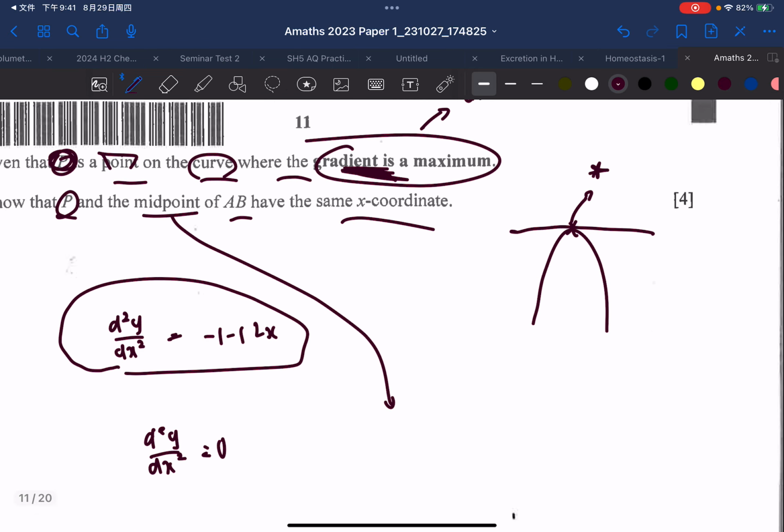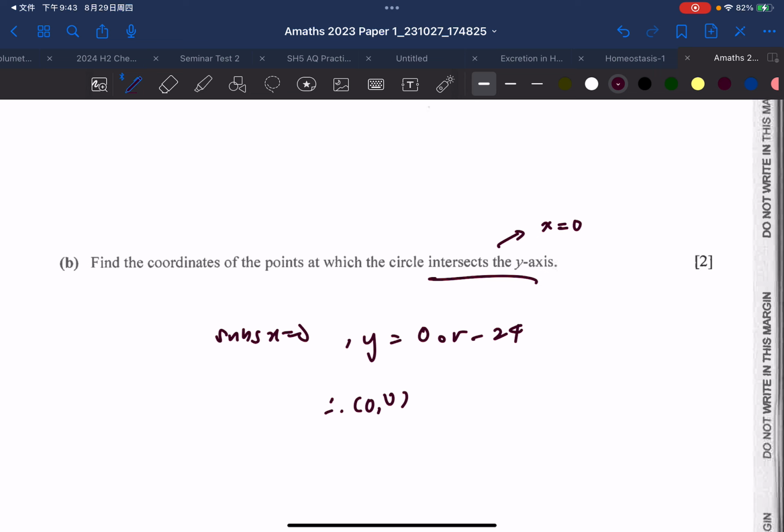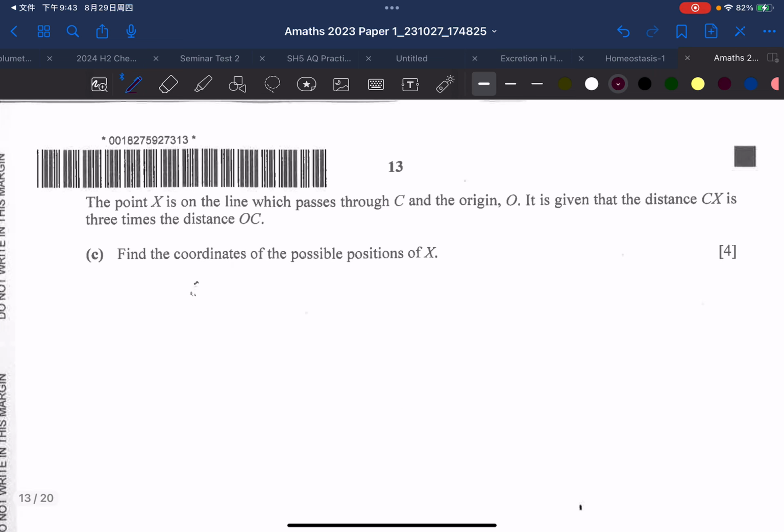Okay. Find the coordinates of the points at which the circle intersects the x and y axes. Intersect the y axis, my x coordinate is equal to 0. So just substitute x equals 0. Okay. I will be getting y being 0 or negative 24. So the coordinates are (0, 0) and (0, negative 24). These 4 marks are actually very simple.